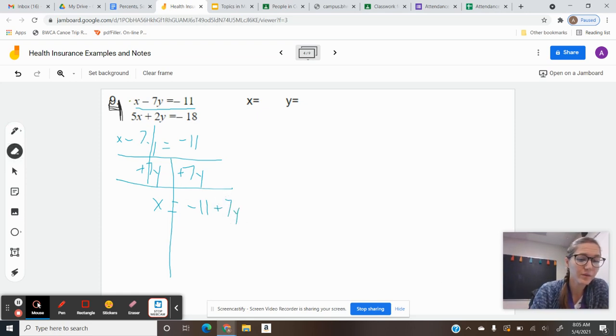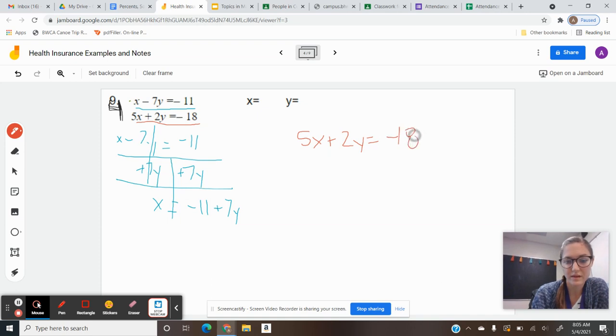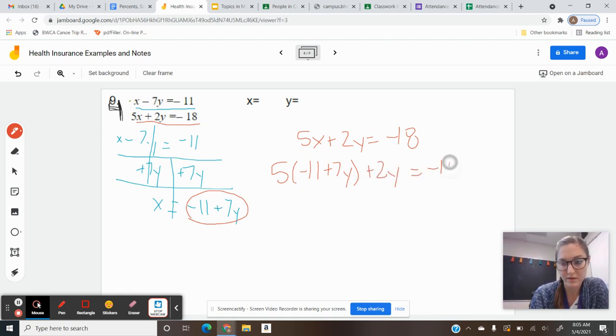All right, now what I'm going to do is take this x equals. We know x equals this smaller equation, negative 11 plus 7y. I'm going to plug it into this second equation, 5x plus 2y equals negative 18. So I'm going to take this x equals and plug it in for the x in this other equation. So instead of 5x, I have 5 times negative 11 plus 7y, plus 2y equals negative 18.